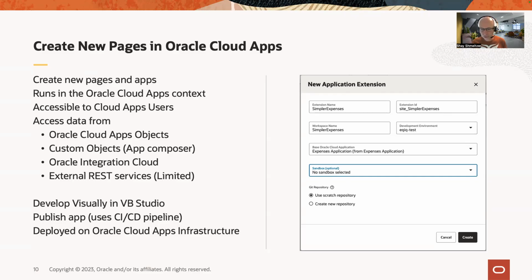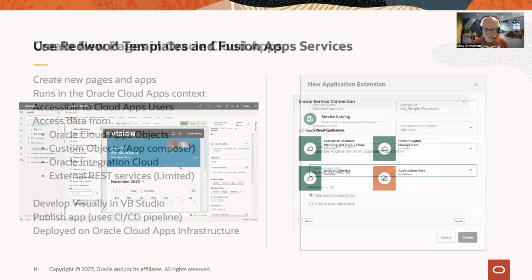Those pages that you're going to create are going to be developed using the same exact tool, same Visual Builder Studio, okay, that we're using to build the application, that you use to do customization. The whole management of the life cycle is also done in Visual Builder Studio using Git as version management and using an automated CI/CD pipeline to deploy your application. And at the end of the day, when you create the application, it is deployed onto the Fusion Apps infrastructure. So you don't need any additional cloud service.